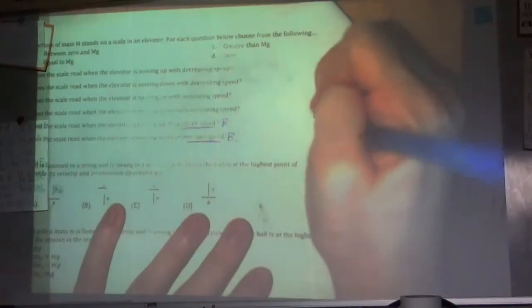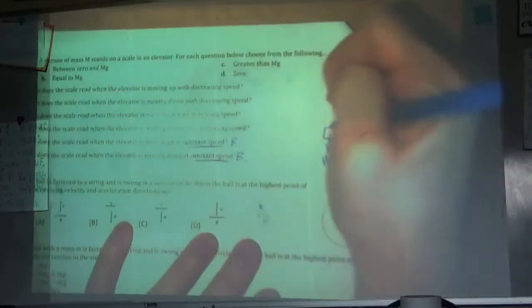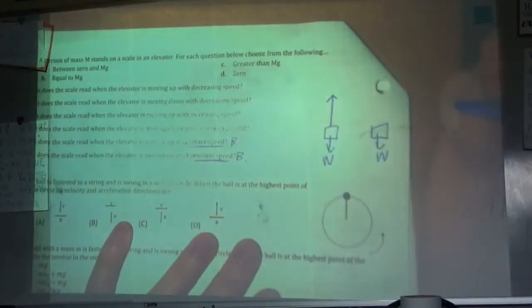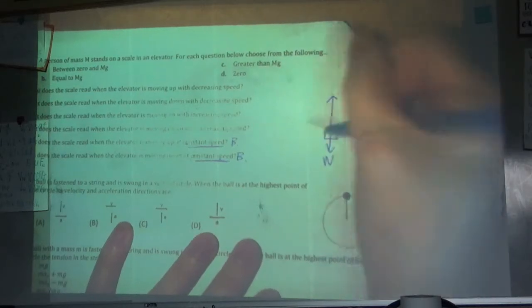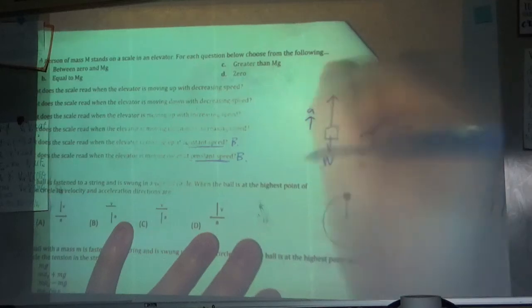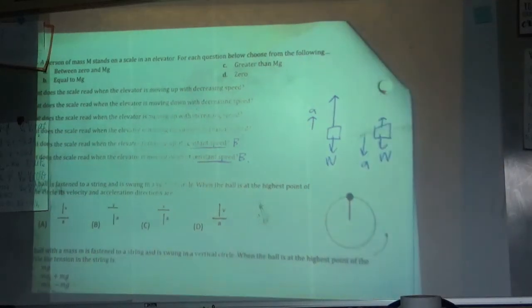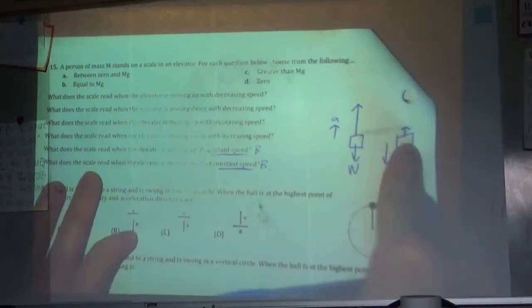So let's think through our two options. So we could have the weight mg. I could have the normal force greater than mg, or I could have the normal force less than mg. In this case, the acceleration is up. In this case, the acceleration is down, because which is the greater force? So now we just need to figure out which way is it accelerating. That'll tell me which one it is.